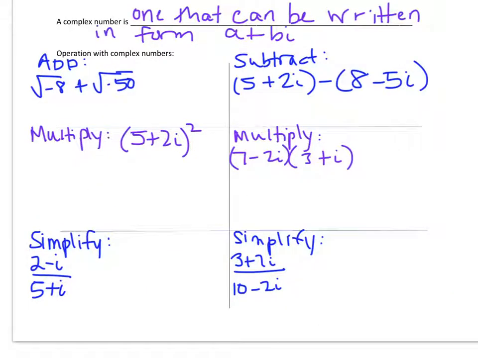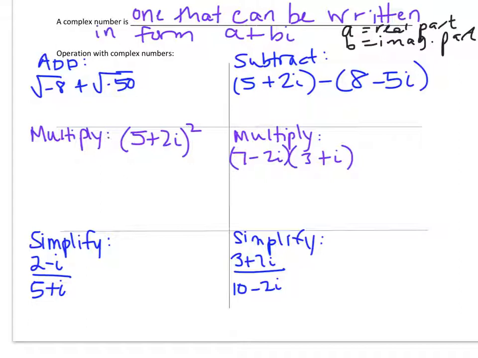Okay, so take a minute and just jot down what I have in here. I have a definition of a complex number. It's one that can be written in the form a plus bi. What you really want to remember in here is that a is the real part, meaning it's not attached to an i, so that's the real part. And b is the imaginary part, and that just means that's the part that's attached to the i.